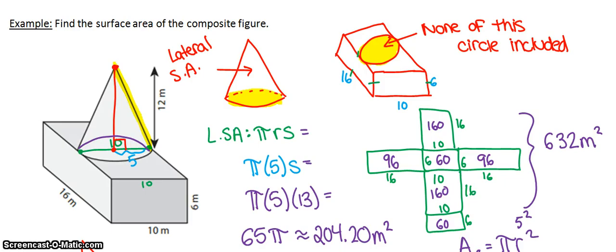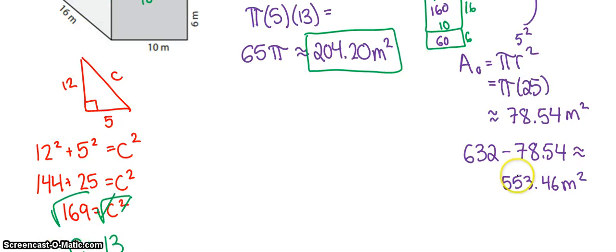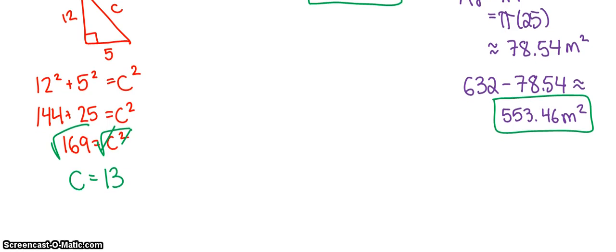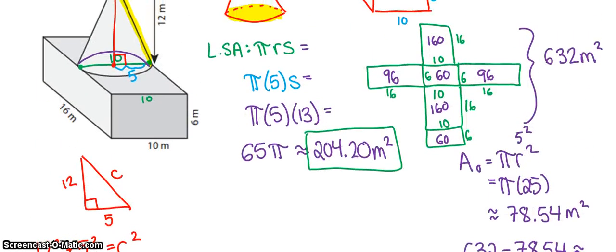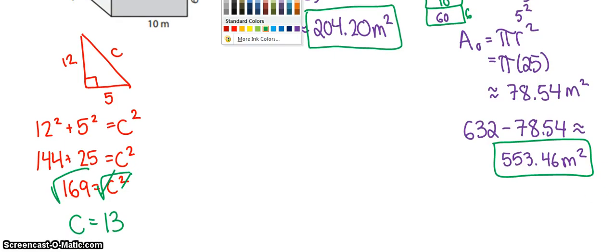Now, the goal is to find the surface area of the composite figure, not just the surface area of the rectangular prism. So I found the surface area of the cone that's included, which was the lateral surface area only, which was this 204. And then I found the surface area that's included on the rectangular prism. In order to find a composite area, you just have to add them together because you want to include the total area of all the shapes included.